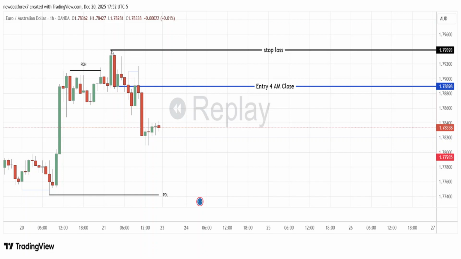Just railroad tracks, very simple. Up and then down. So the entry would have been right here. There was a few hours of drawdown. Okay, that's not to be unexpected. Stop loss goes above the high of the day. You can say it like that, or outside the range, either way.